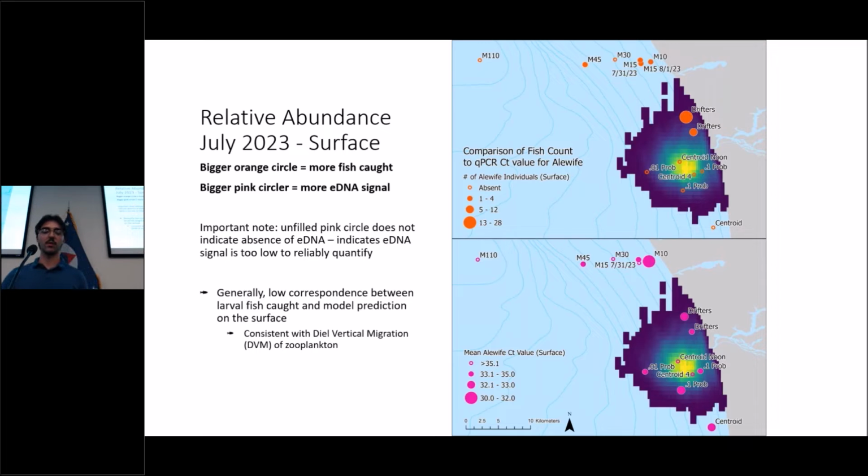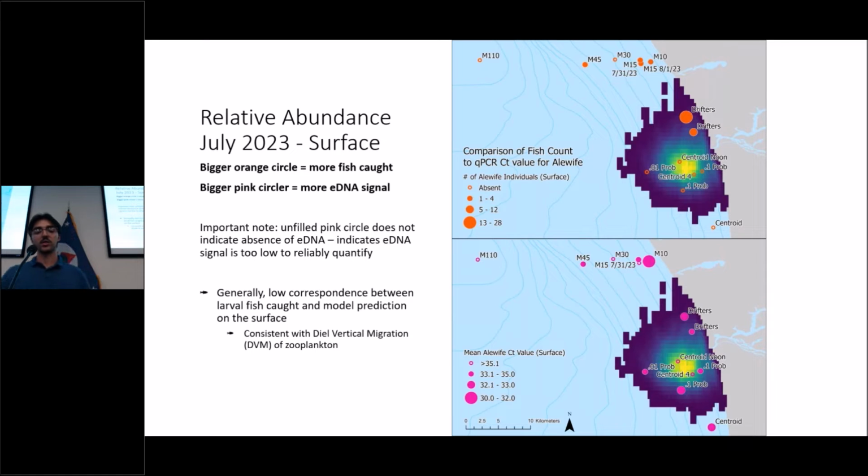One quick important note here, the unfilled pink circles do not indicate the absence of alewife DNA. They just suggest that the CT value at this site is simply above 35, indicating that the initial concentration of target DNA is too low to reliably quantify.